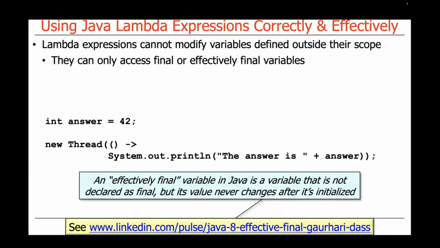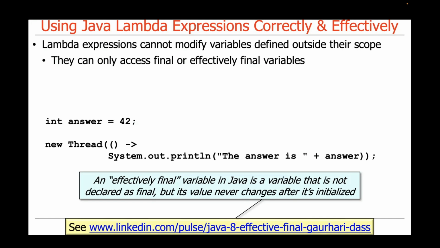So you can only access final or effectively final variables within the context of a Lambda expression. So what is an effectively final variable? An effectively final variable is a variable that's not actually defined as final, but whose value never changes after it's initialized. So, of course, a final variable is something you mark as final. You can think of final in Java as being something akin to a const in a language like C or C++. So you can have something that's effectively final, as we have here. And since we're only accessing it, but not trying to change it after it's initialized, it's effectively final.